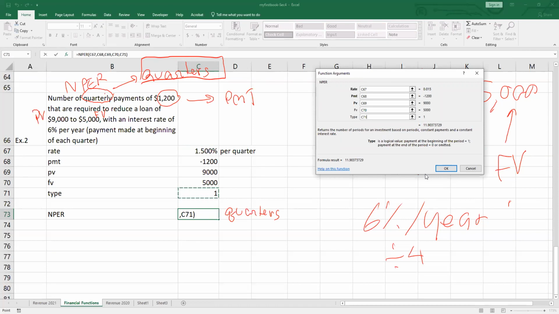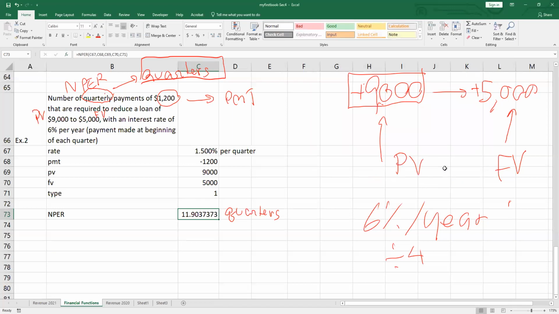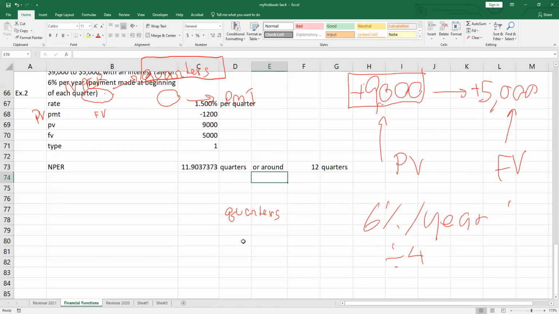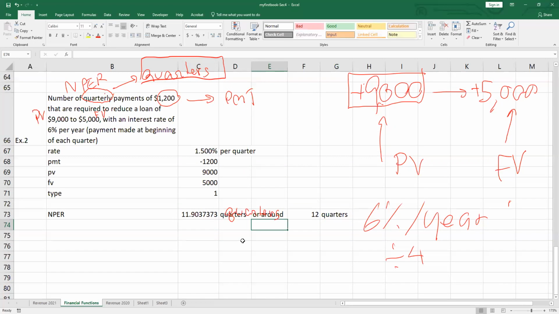Okay. You can see that in this example, it shows the result that is 11.90 quarters, or around 12 quarters. So this is the answer that we get.